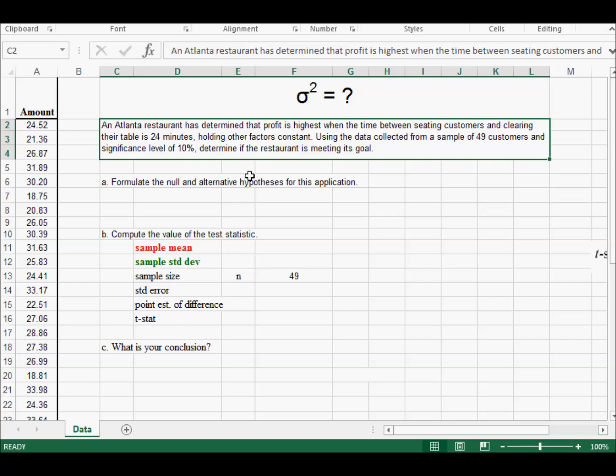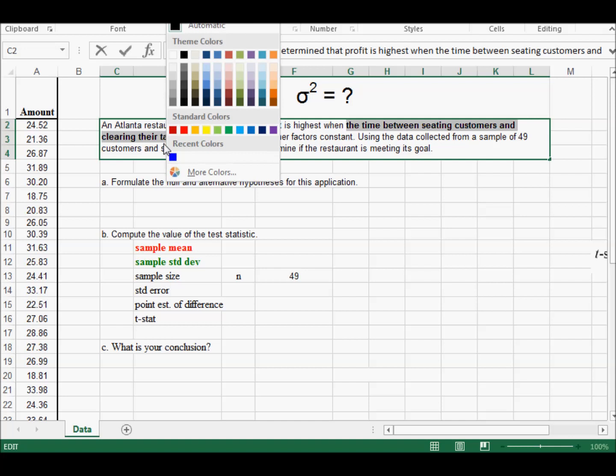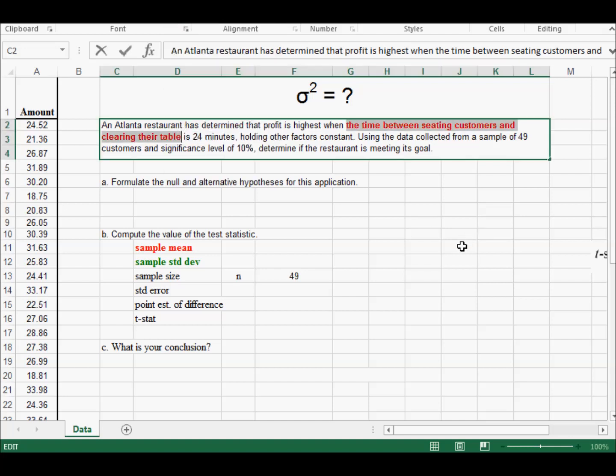An Atlanta restaurant has determined that profit is highest when the time between seating customers and clearing their table is 24 minutes. I'm going to make this phrase, the time between seating customers and clearing the table, red and bold. And then I'm going to make the "is" bold. And I'm going to make the 24 bold and blue.